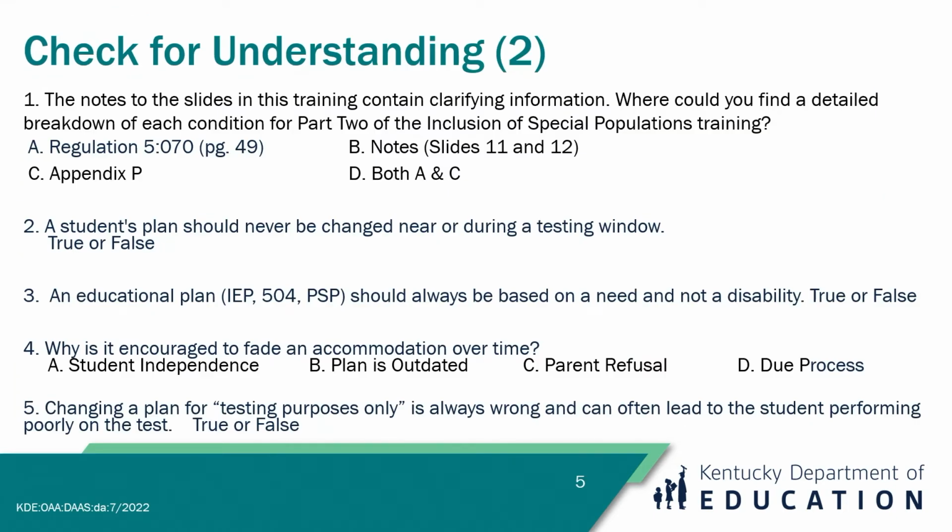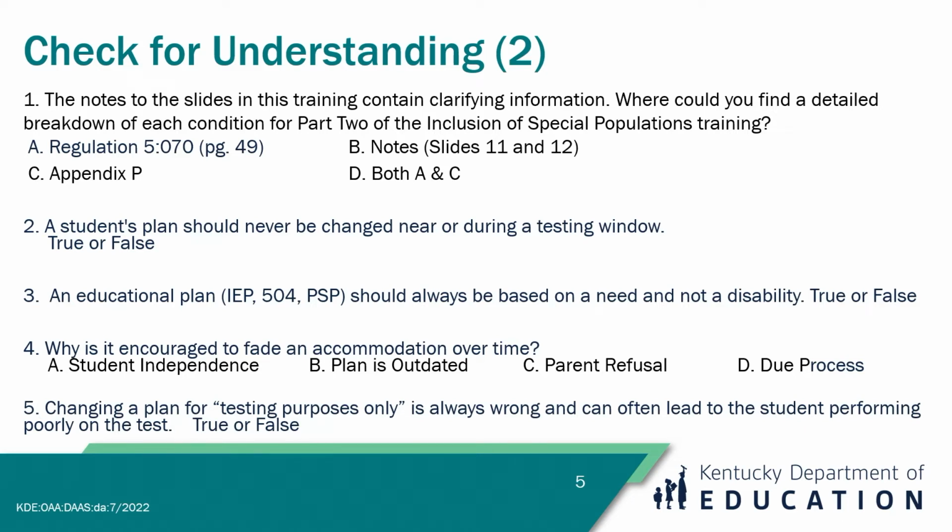So now we are moving along to check for understanding number 2. As always, I will read the question, do a brief pause, and then I will give the answer. So number 1, the notes to the slides of this training contain clarifying information. Where could you find a detailed breakdown of each condition for Part 2 of the Inclusion of Special Populations Training?